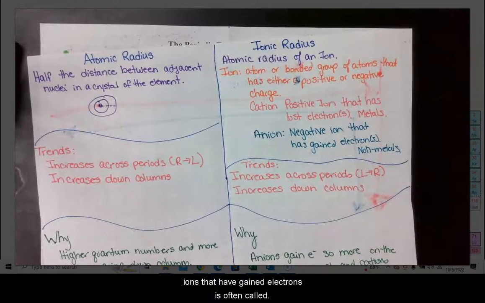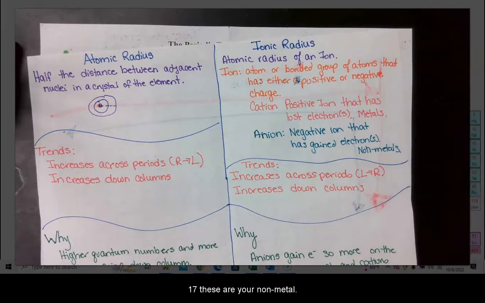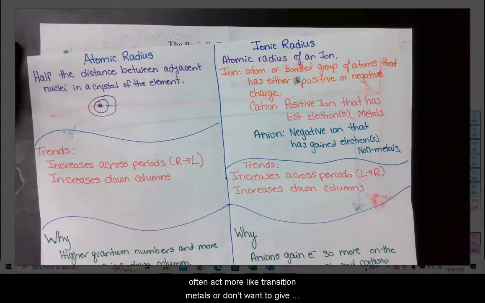Anions are the negative ions that have gained electrons. This is often columns 15, 16, and 17. These are your non-metals. Metalloids are somewhere in between and often act more like transition metals or don't want to give or take or make ions at all and share, so we don't really talk about them in the clear definitions of ions. The trend for the ionic radius: it increases across periods left to right, and it increases down columns.